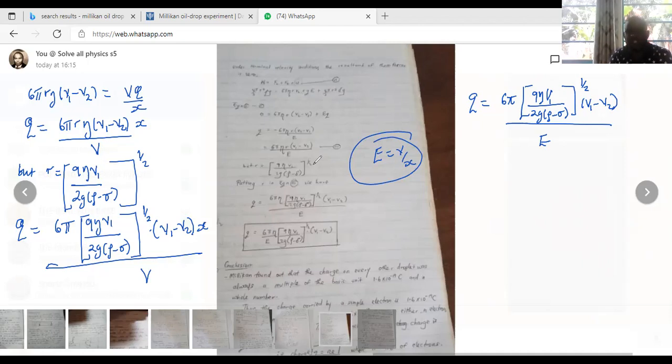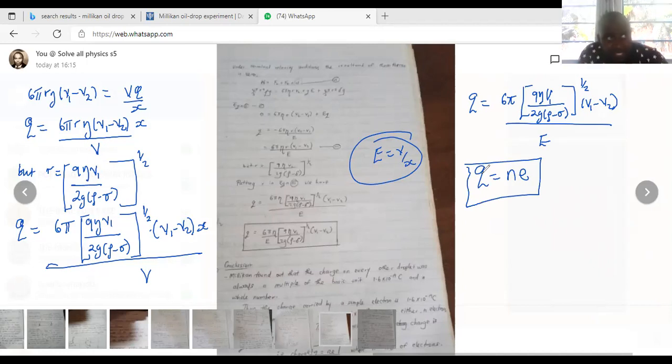So it is from this relationship that Millikan found out that charge is always equal to ne, whereby charge is always a multiple of a basic unit of electronic charge, 1.6 exponent negative 19. Thus, the charge carried by a simple electron is 1.6 exponent negative 19. A simple electron is an electron, of course, which we assume is only one, and we assume it has a charge of 1.6 exponent negative 19.